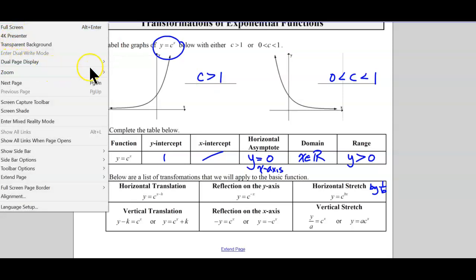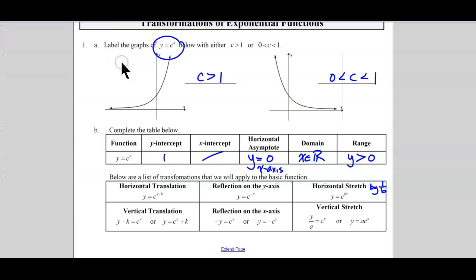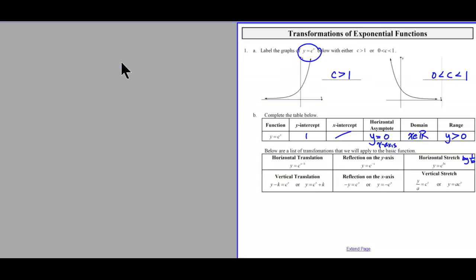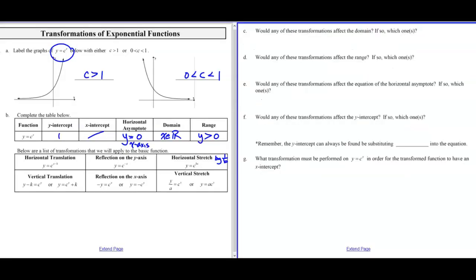Okay, so now I'm just going to turn this on. Would any of these transformations affect the domain? If so, which ones? So the domain is all real numbers. Do any of those change all real numbers? No. If the domain was like a certain amount, then obviously if you do a translation or a reflection over the y, that would change. But it's all real numbers, so it stays all real numbers.